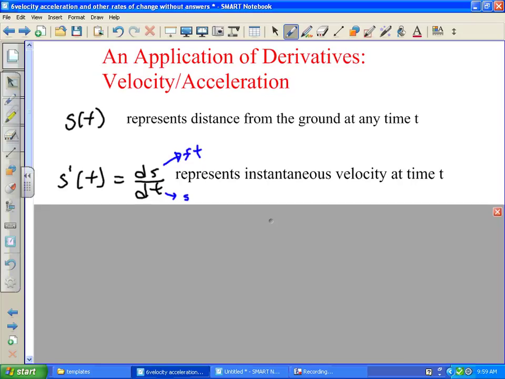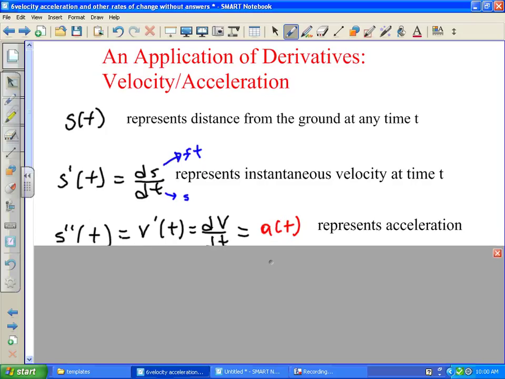Okay, and what if I take the derivative one more time? I take the derivative of the velocity function. Any ideas what that would be? The rate of change of velocity. What is that? Acceleration, right? So that is known as the second derivative of distance. So s double prime of t.